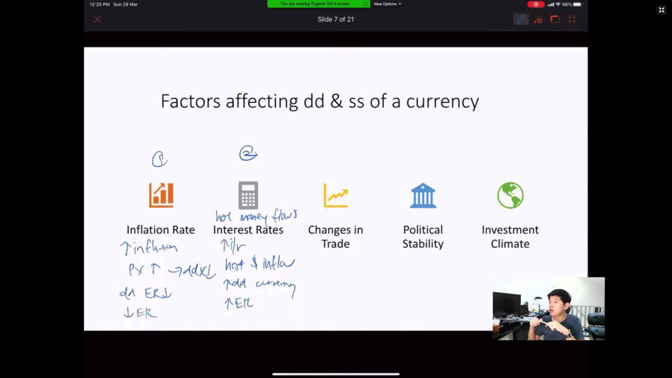Alright, so let's move on to point number 3. Point number 3 is changes in trade. What is changes in trade? Let's talk about something pretty saddening right now, the situation right now.